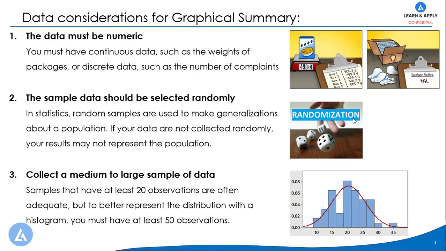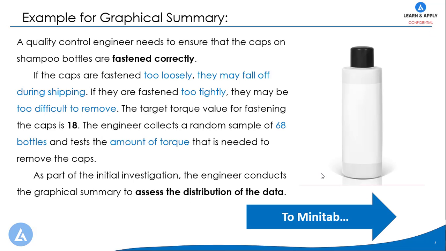And the third data consideration is to collect a medium to large sample. To perform the graphical summary, we must have a sample size of at least 20. But for better results, that is to plot the histogram, you must have at least 50 observations. Now let's take an example to perform the graphical summary in Minitab.